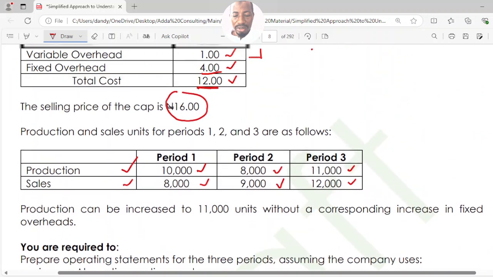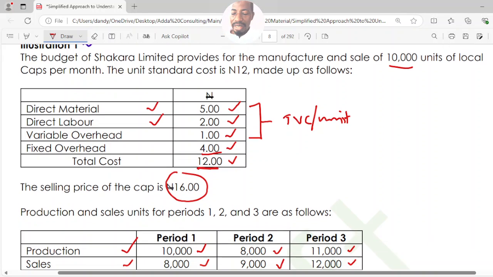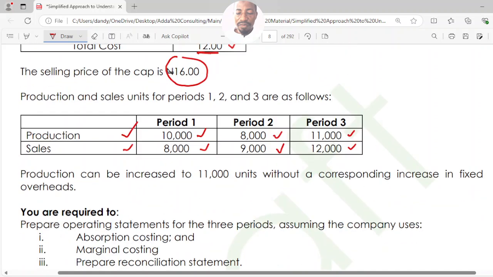Let's go back to the question. We are told that the budget of Shakara Limited provides for the manufacture and sale of 10,000 units of local caps per month. So the budgeted output is 10,000 units. And the actual output for each period, in the first period is 10,000, second period is 8,000, third period is 11,000. So 10,000 minus 10,000 will be 0. That means in the first period, there is no under or over absorption.